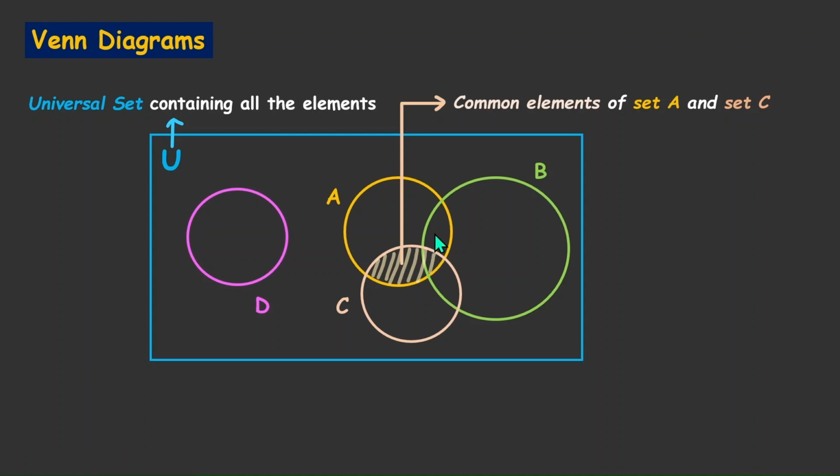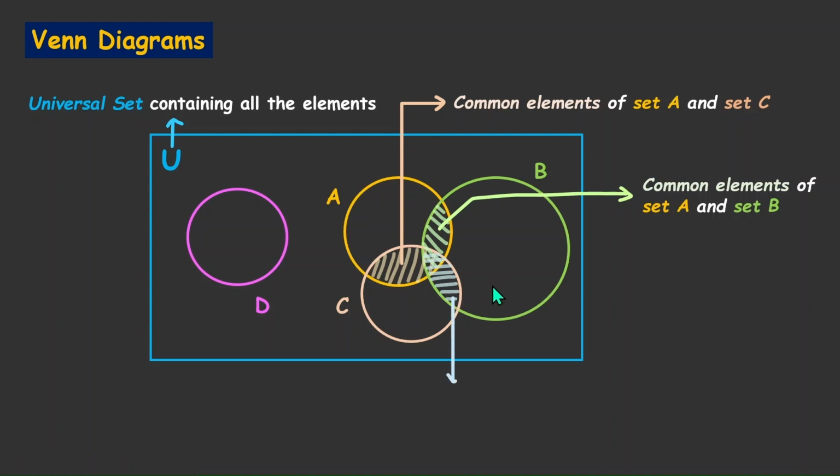Similarly, this part, which is the intersecting part of set A and B, that would be the common elements of set A and set B. So these elements are contained in the set B and they're also contained in the set A. So these elements right here would be part of set C and also part of set B. And there's one more special element here, which is these elements. Now these elements are part of set A, they're also part of set B, and they're also part of set C. So here these elements would be the common elements of all three sets A, B, C.